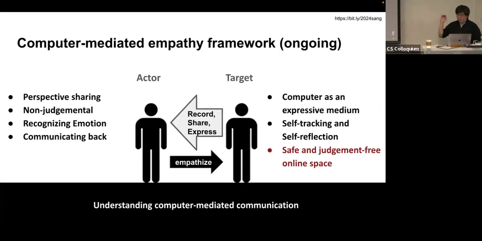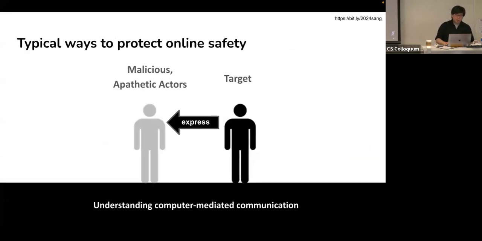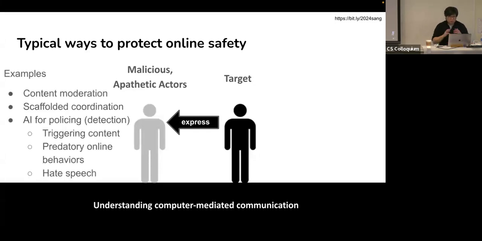Okay, the last thread I wanted to cover in this method is to create safe environments for expression. And again, expression is taking the risk of being vulnerable. So creating a safe and judgment-free space is the prerequisite for this. A typical way to promote online safety is machine learning, which is really effective, right? Of course, there is also some human moderation, like on Reddit, where you have a moderator, or AI for policing or detection, such as of triggering content, predatory online behaviors, or hate speech. Those are good approaches to make our online space safer, right?